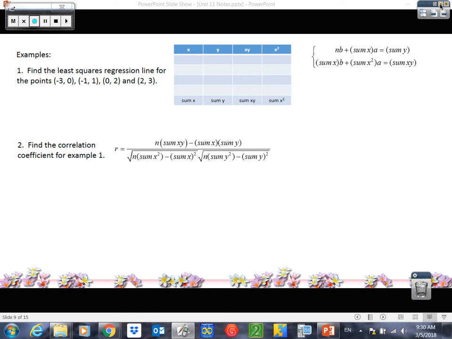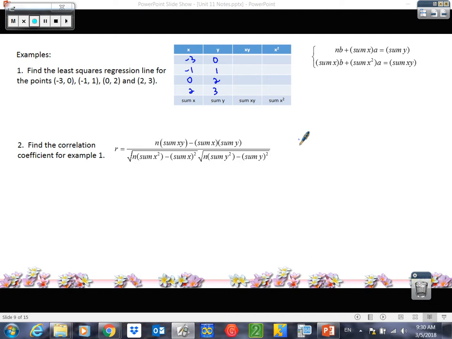So let's go ahead and copy our points into this chart. So we have -3, 0. We have -1, 1. We have 0, 2, and we have 2, 3. So those are our 4 data points.